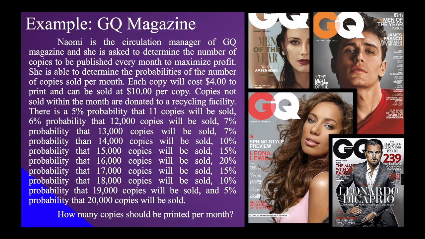The question is, given all those probabilities and those number of copies that is discrete, how many copies should be printed per month?